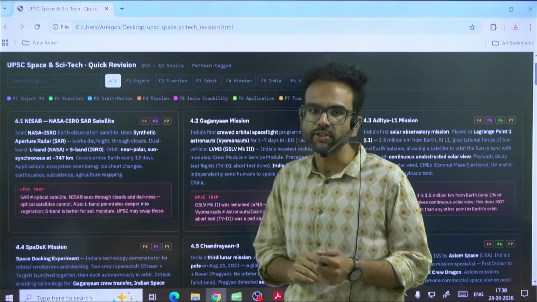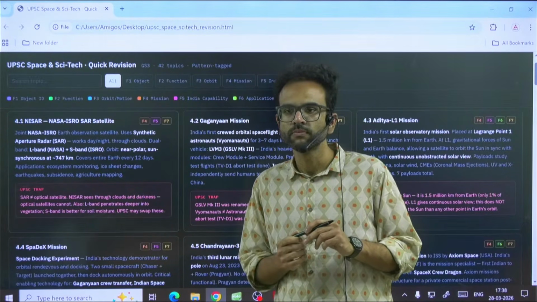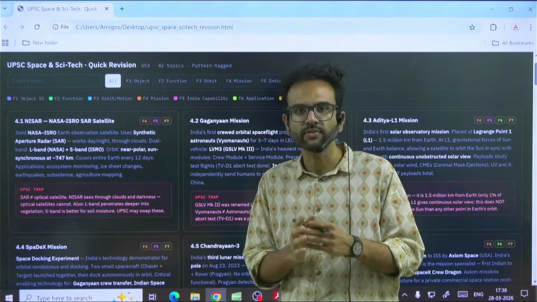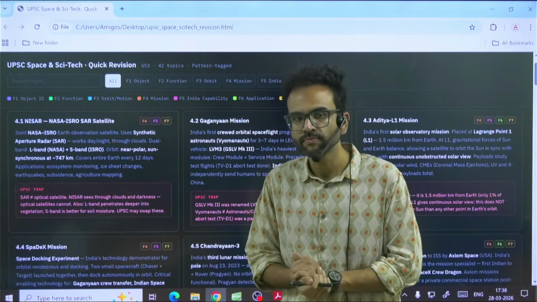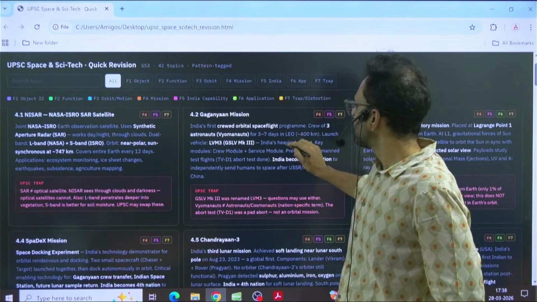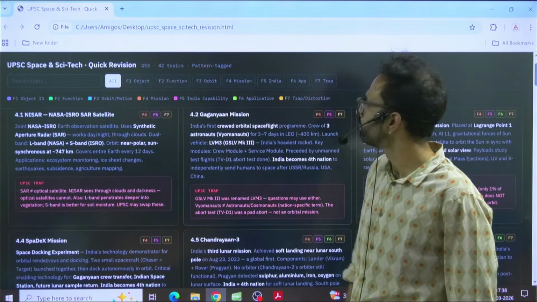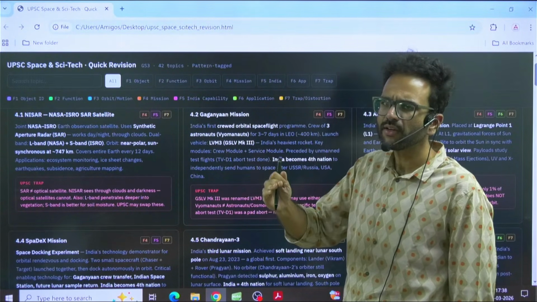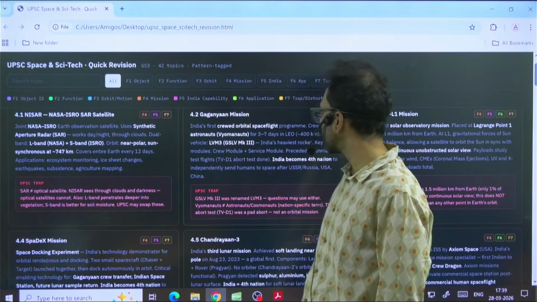Next up, Gaganyaan mission. What is Gaganyaan mission? As the name indicates, what is Gaganyaan? Yan means travel. Gagan means sky. It is India's first crewed orbital spaceflight program. Why do you want to send astronauts into the space? Why is it a strategic advantage for us?